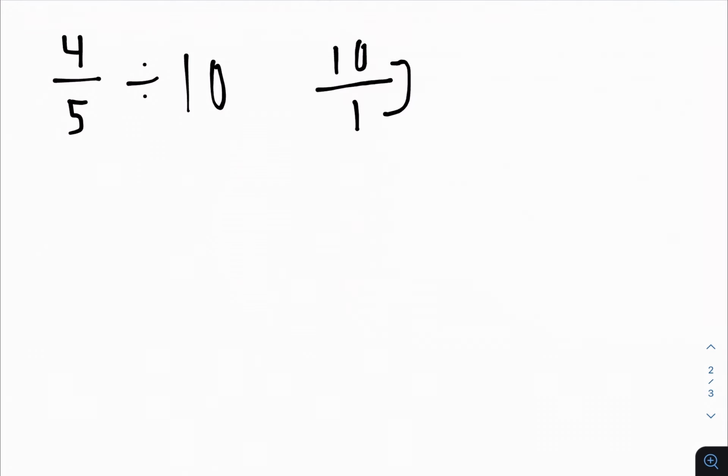Okay, now let's divide a fraction by a whole number. So again, let's use 4/5 and 10 again. So 4/5 divided by 10 this time. First we have to get the reciprocal of 10. Since 10/1 is basically just 10, that means we just flip these. And then we get 1/10.